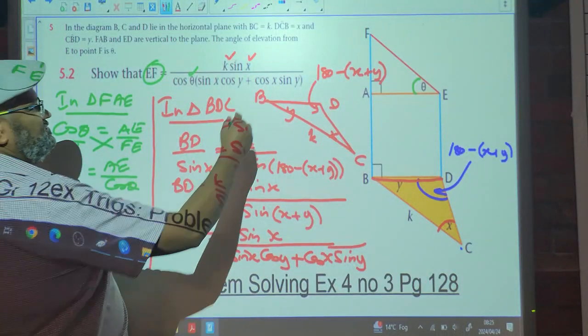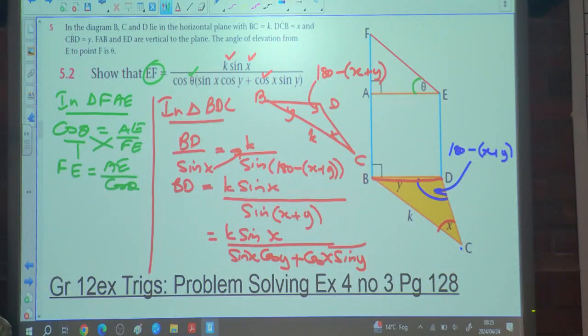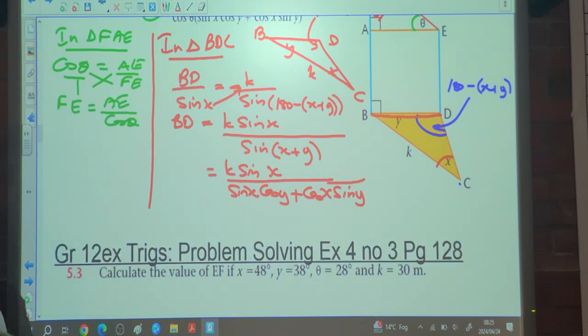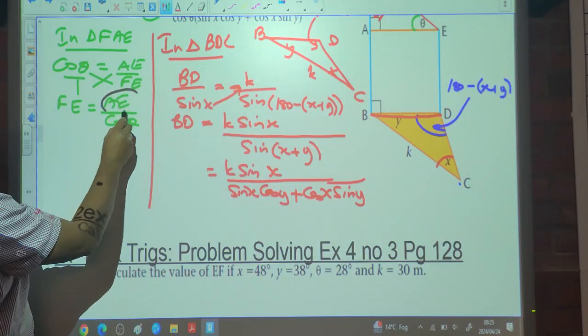And you see we have that also now. So what do we do? We have to merge the two. Okay. So wherever we now see AE.